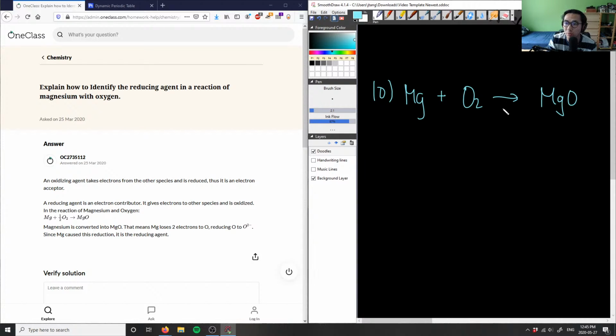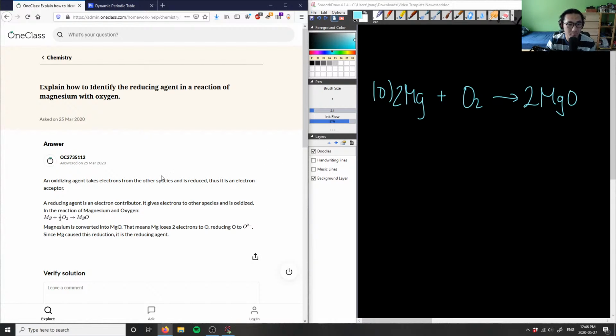If I were to balance this chemical equation, I would need 2 of these guys here, and I would need 2 magnesiums here as well. And this is balanced, right? I have 2 magnesiums on this side, 2 oxygens on this side, and 2 magnesiums on the other side, and 2 oxygens. So this here is balanced. This is our balanced chemical equation. I don't like how they put a decimal here, like putting a half here, but this here is okay as well.